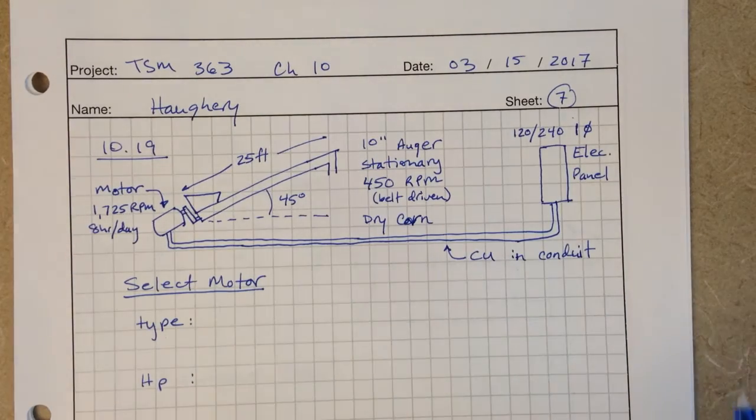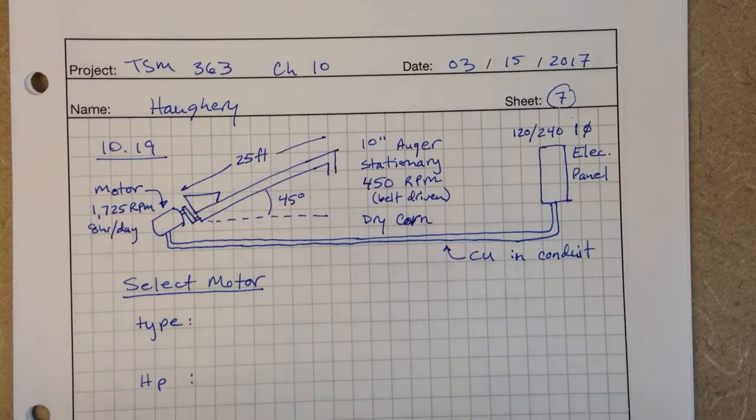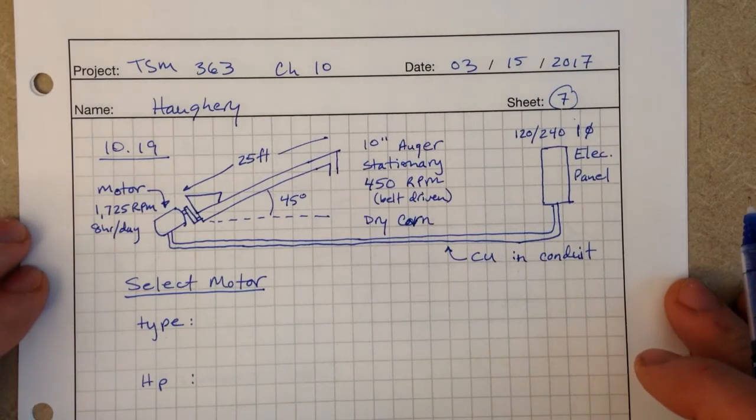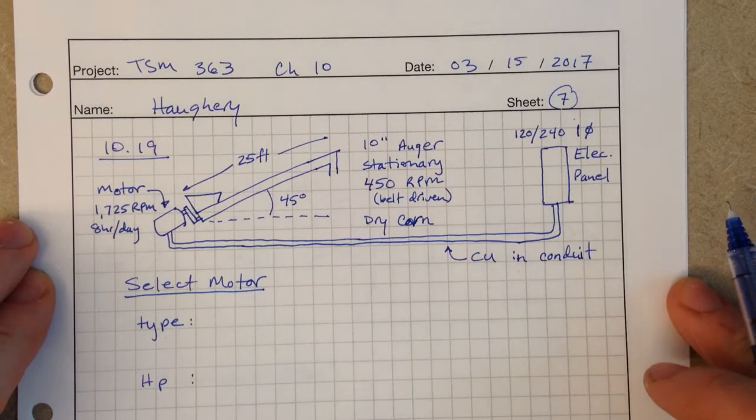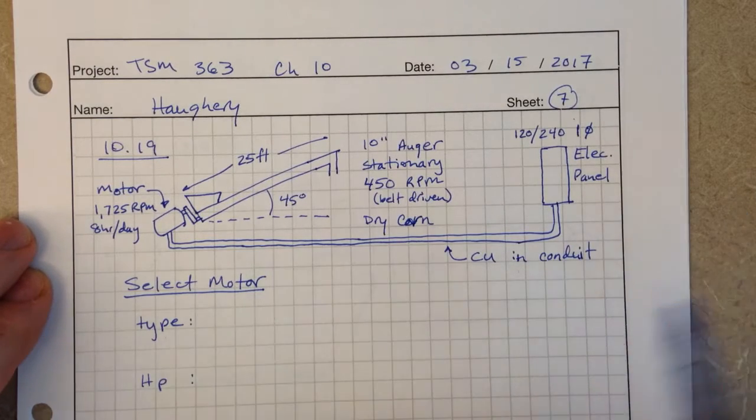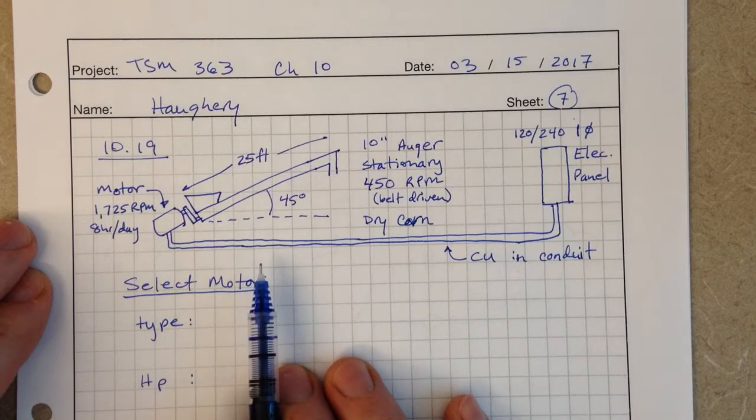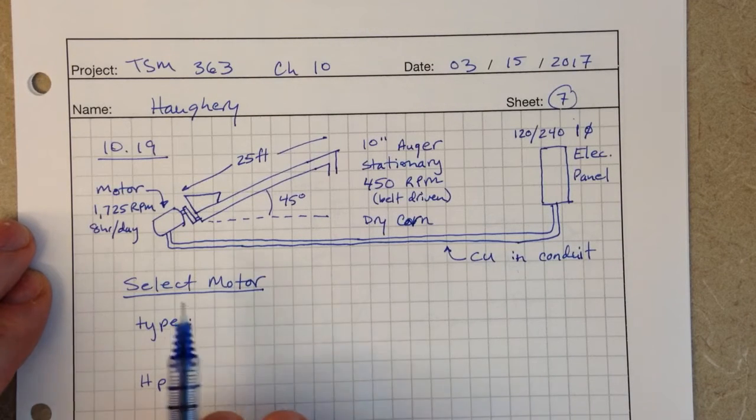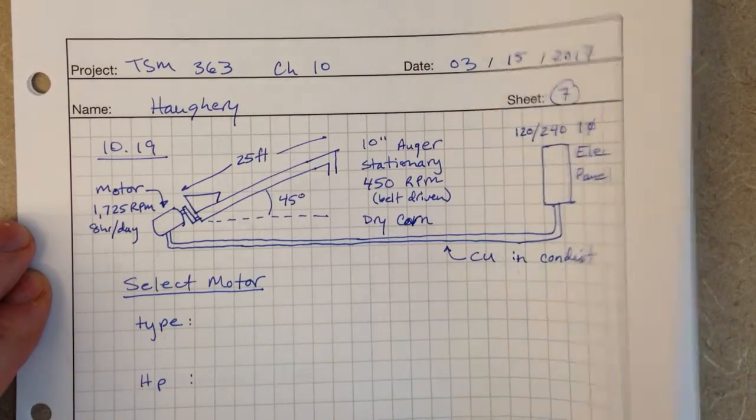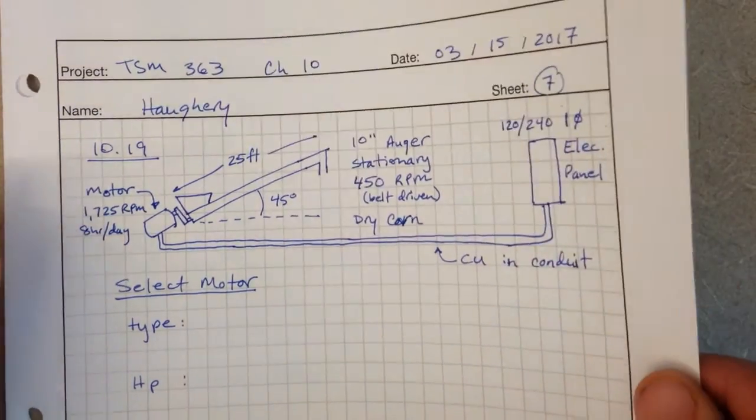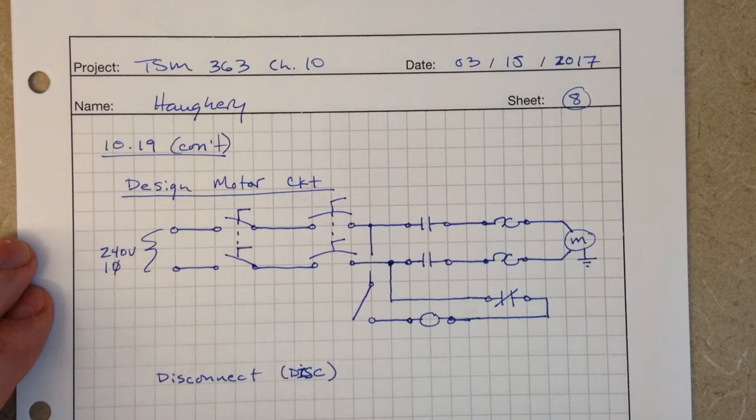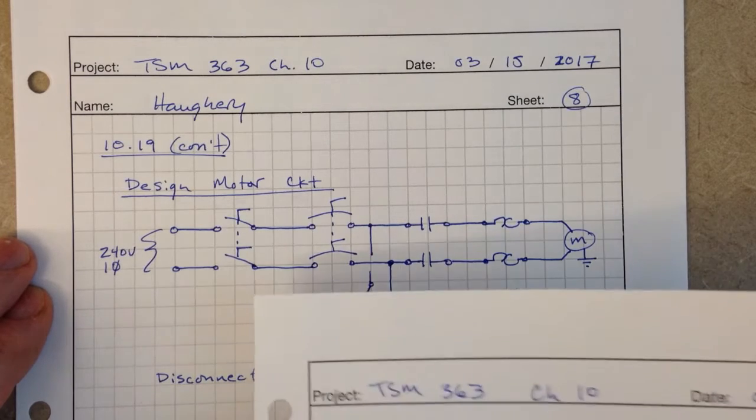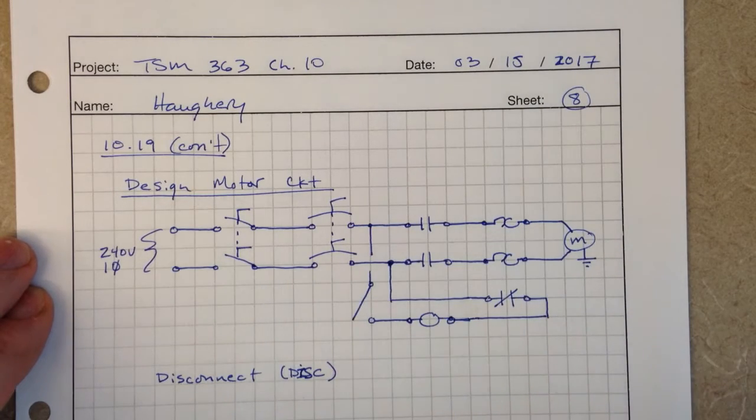Okay, so we're going to look at problem 10.19. This problem is very helpful as you finish and prepare the homework for this week. In this problem we're going to look at speccing out a motor for an auger application. We're going to look at what motor we want. We're also going to look at designing the motor circuit and selecting ratings for each of these components.